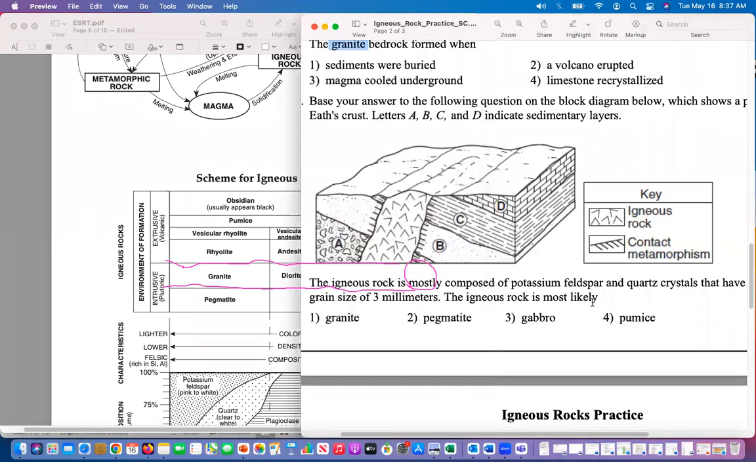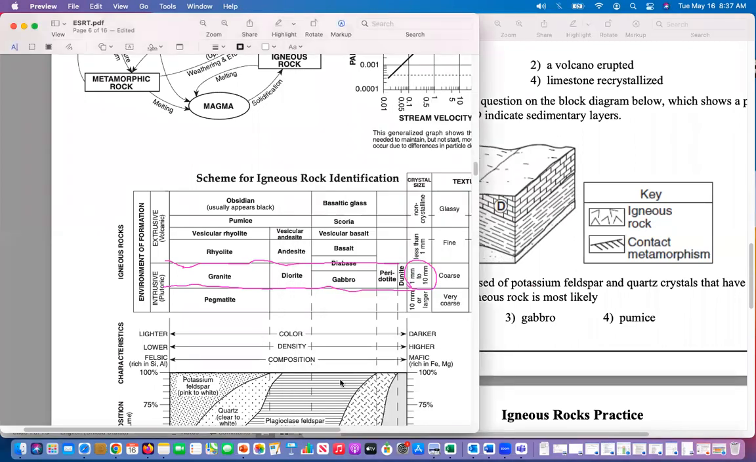Then it also says that the rock is composed mostly of potassium feldspar and quartz. When I look at this diagram, one of the things that I see automatically, potassium feldspar and quartz are more on the left side, right? Potassium feldspar and quartz, I see right here. So that means it has to be on the left side. And when I simplify, the only rock that's left standing is granite. And that's why the correct answer is choice 1.